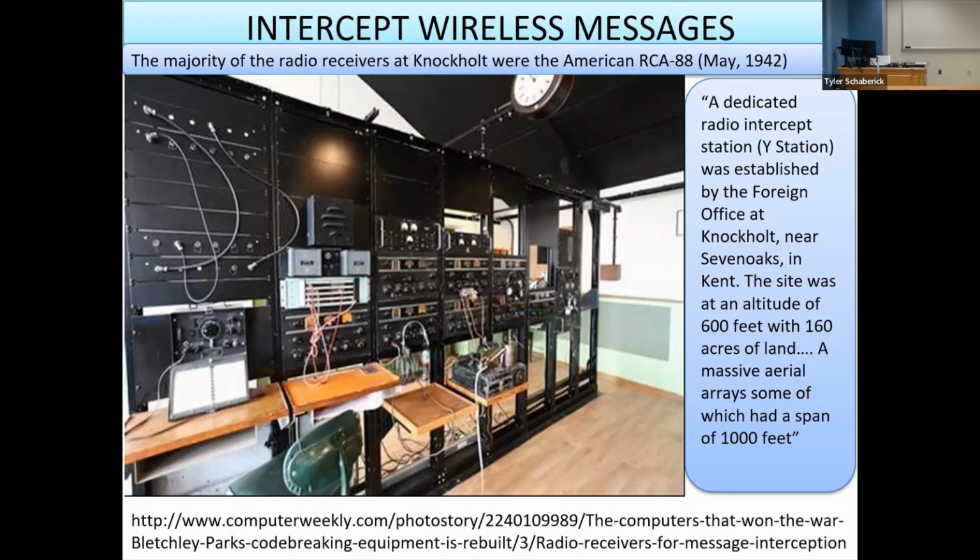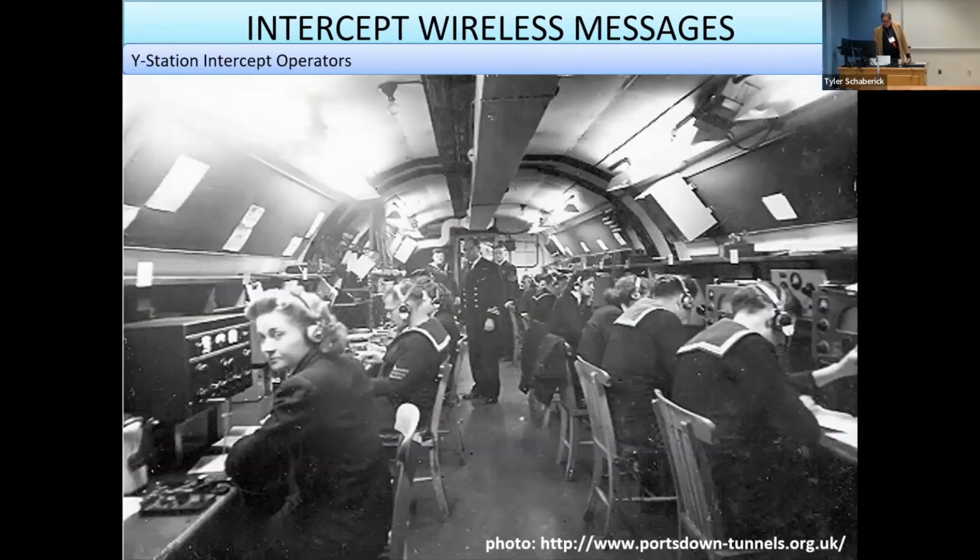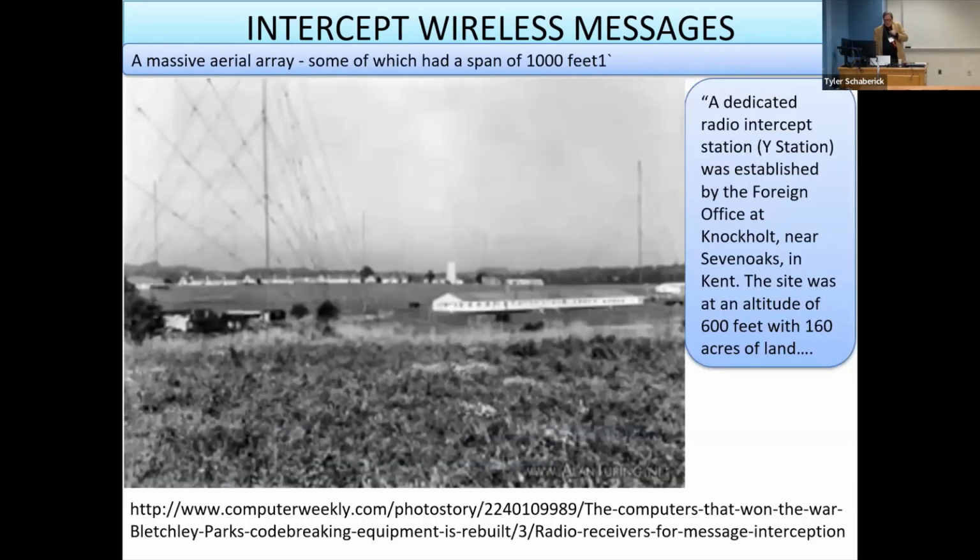They would weigh the value of the signal. I might add, each one of these receivers weighs 100 pounds. So this is a lightweight system. Here's an example of the antennas that they had set up above ground.